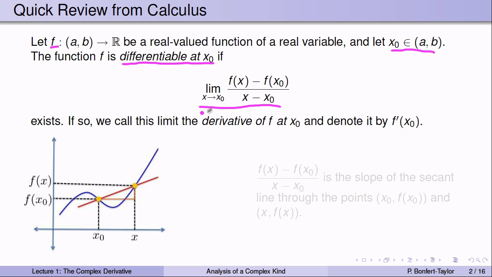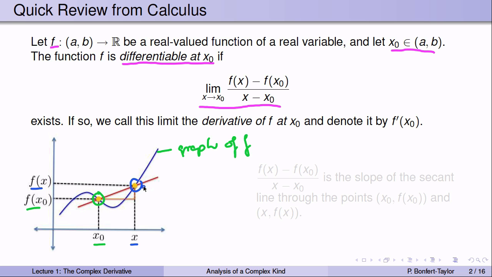Let's quickly review what this means geometrically. Here's a graph of a function, and this blue graph here is the graph of f in this example. Now we pick a point x0 where f is defined, and we look at f of x0. That's this point right here. So this point that I'm circling has coordinates x0 and f of x0. And then we take a second point, x, and we look at f of x. And so this point that I'm now circling is the point whose coordinates are x and f of x.